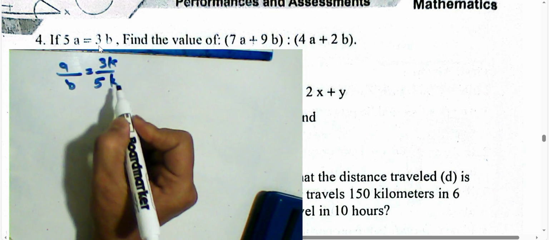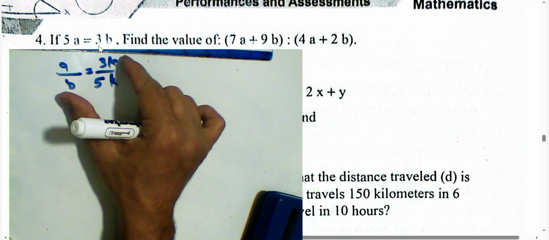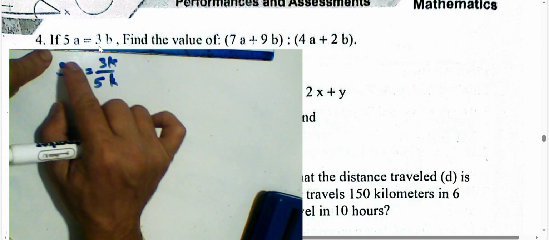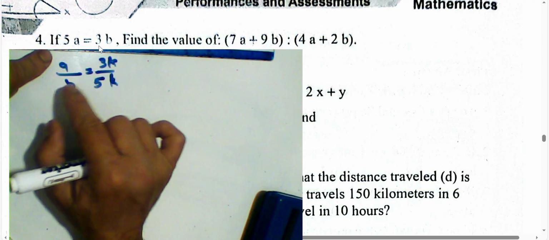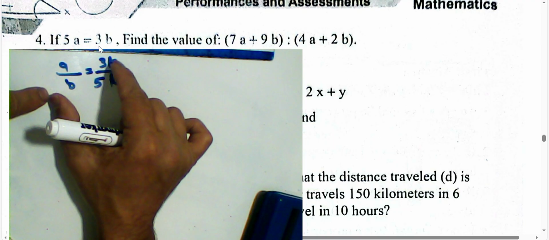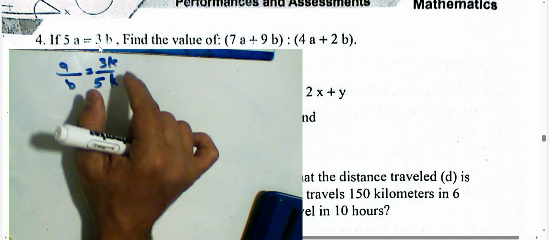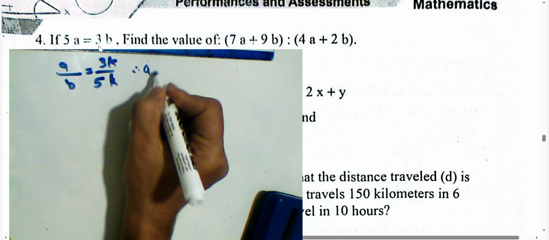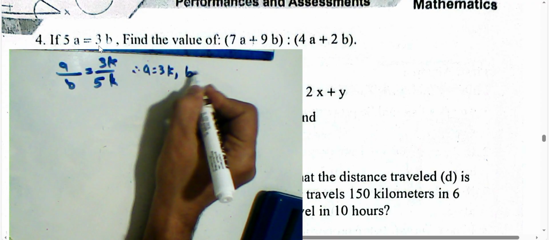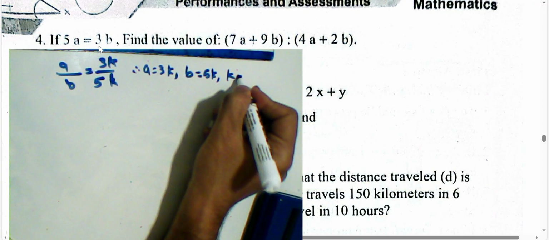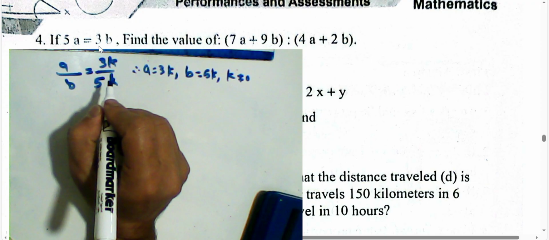Then we can write a constant here, because 3B is equivalent to 5A. The product of extremes equals the product of means. Okay, A times 5 is equivalent to 3 times B. Then we can write K. Then the value of A here equals 3K, and B equals 5K, and K is not equal to 0.